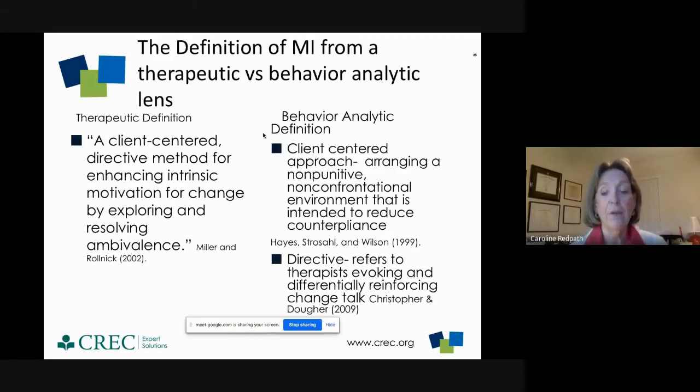We'll talk about that. From a behavior analytic point of view, and I'm not going to belabor this because it's very well thought out in the article, therapy looks at it in terms of being client-centered directive. We're arranging a non-punitive, non-confrontational environment intended to reduce counterpliance. And counterpliance is doing the opposite or not following rule-governed behavior. And as he gave in the example, adolescents in particular, you're guaranteed that they're going to say the opposite of what you're saying or what any adult is saying.